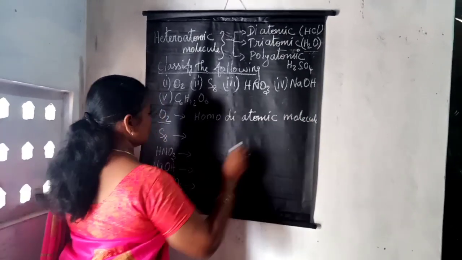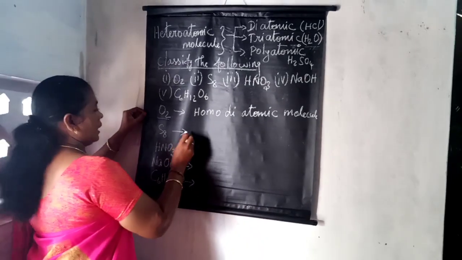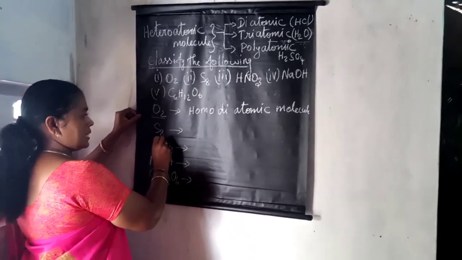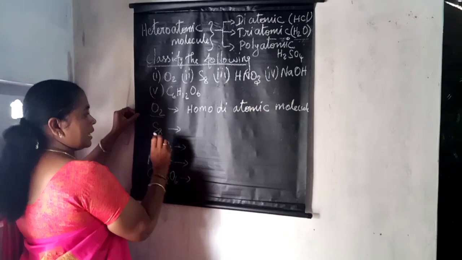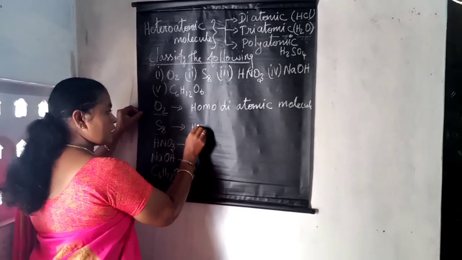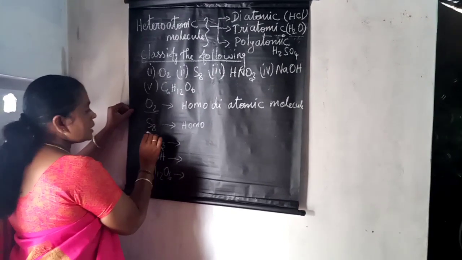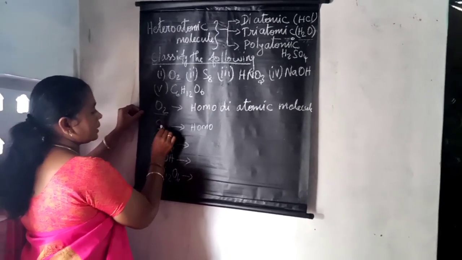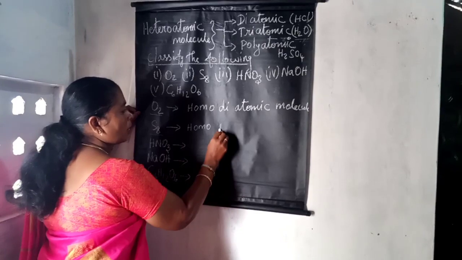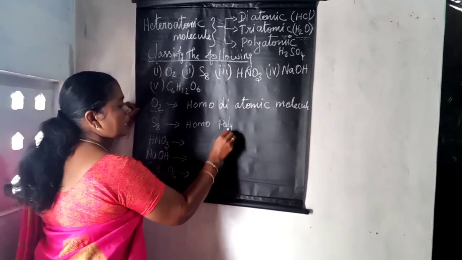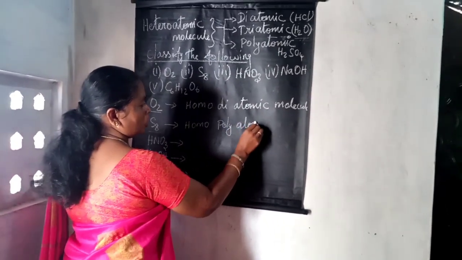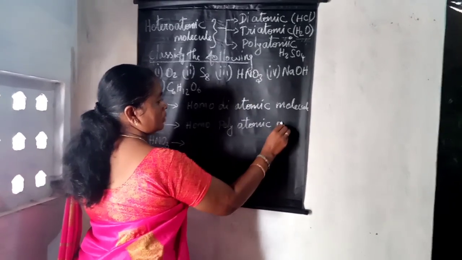That's all. This is a classification of molecules. Okay, next, S8. This also has the same kind of atoms. So you write first homo. Next you count the number of atoms present in this molecule. There are 8 atoms in this molecule. So poly. More than 3 means you write it as polyatomic molecule. Homopolyatomic molecule.